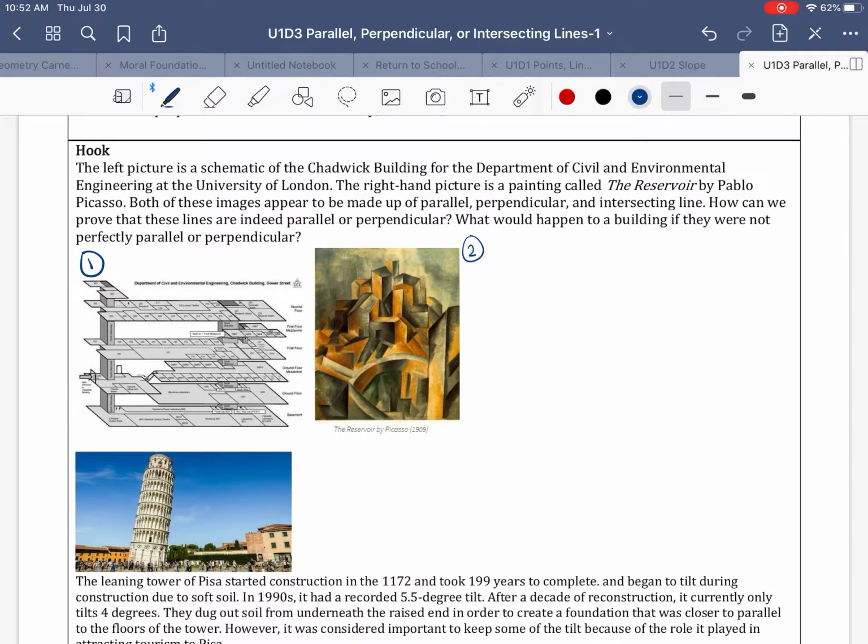Now, both of these images appear to have parallel, perpendicular, and intersecting lines. My question, though, is how do you prove that they are indeed parallel or perpendicular? How do you prove that they are intersecting? And what would happen to a building if they were not perfectly parallel? Now, let's take a look at the civil engineering picture first.